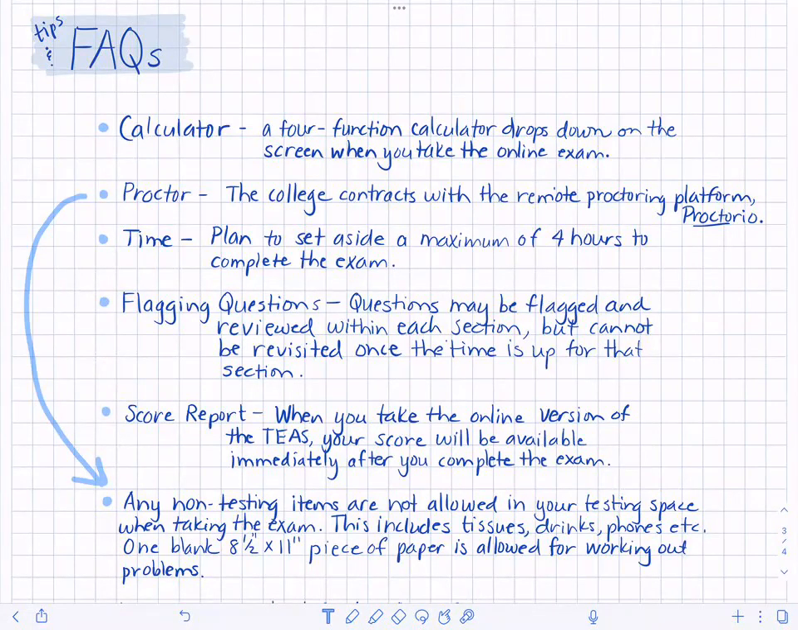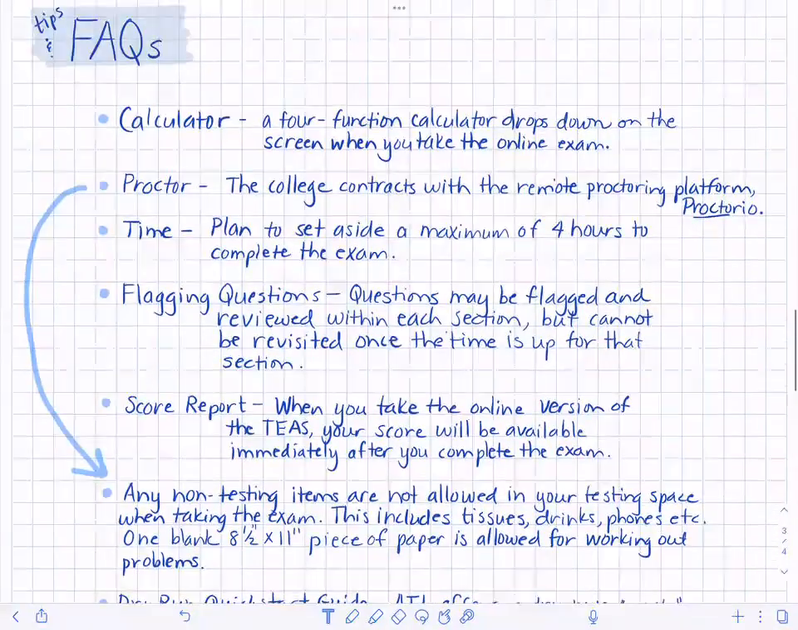Related to proctoring are what is allowed in your testing space when taking the exam. Only testing items are allowed. So you cannot have anything like tissues, drinks, phones. You will be allowed one blank, regular sheet of paper for working out problems. The time, you should plan to set a maximum of 4 hours to complete the exam. The total time to take the exam is 209 minutes, but there is a 10-minute break allowed after the math section.